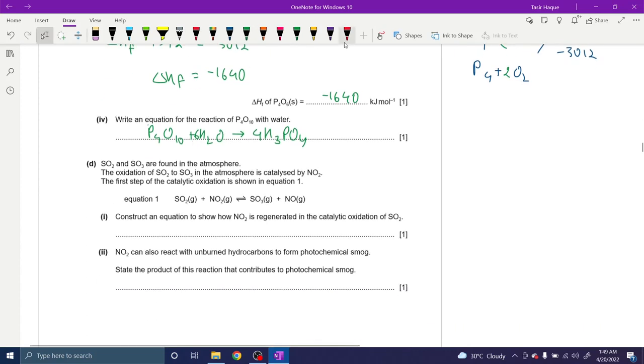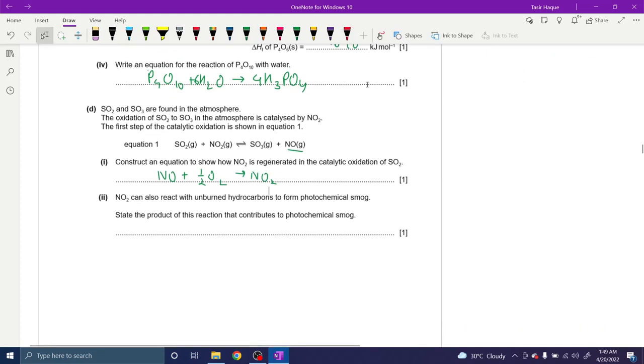This is much better. Construct an equation to show how NO2 is regenerated in the catalytic oxidation of SO2. So we know that NO2 is the catalyst, right? So NO can react with oxygen again to form NO2, right? So this is the new addition to the syllabus. NO2 can also react with unburned hydrocarbons to form photochemical smog.